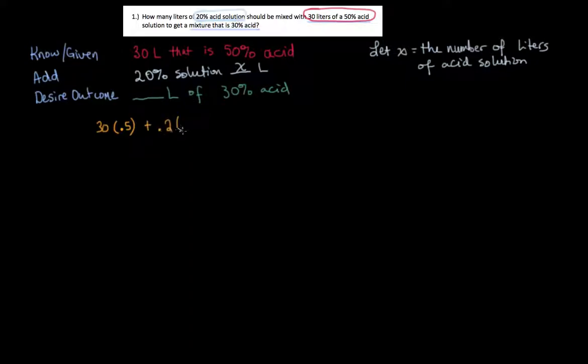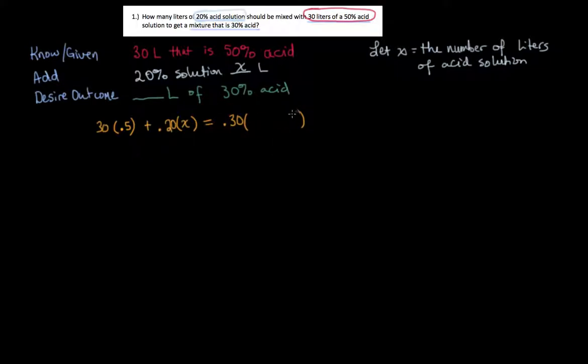So 0.2 times x. We don't know how much we're adding, but when we're all finished, this has to give us our desired outcome, which we don't know how many liters that is, but we know it's 30% solution. So 0.30. And I could have put a 0 in there just so that those match up. Okay? So again, converting our percentages to decimals, we just simply move our decimal 2 places to the left.